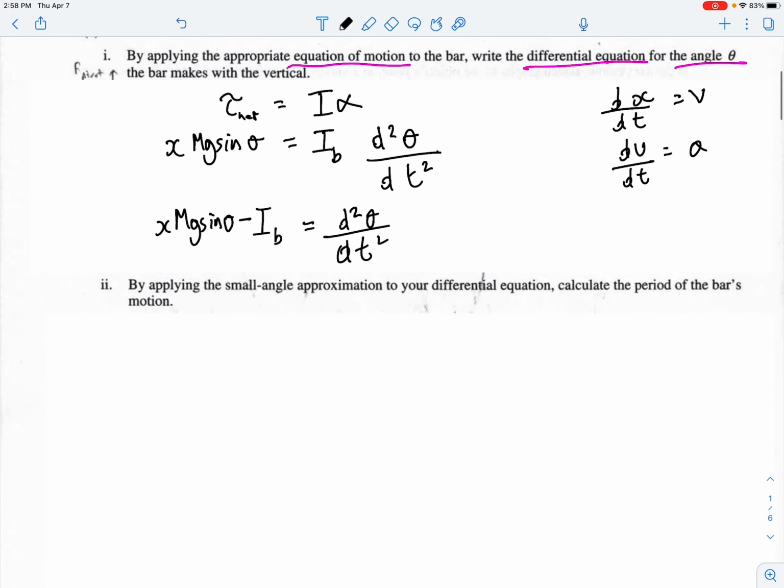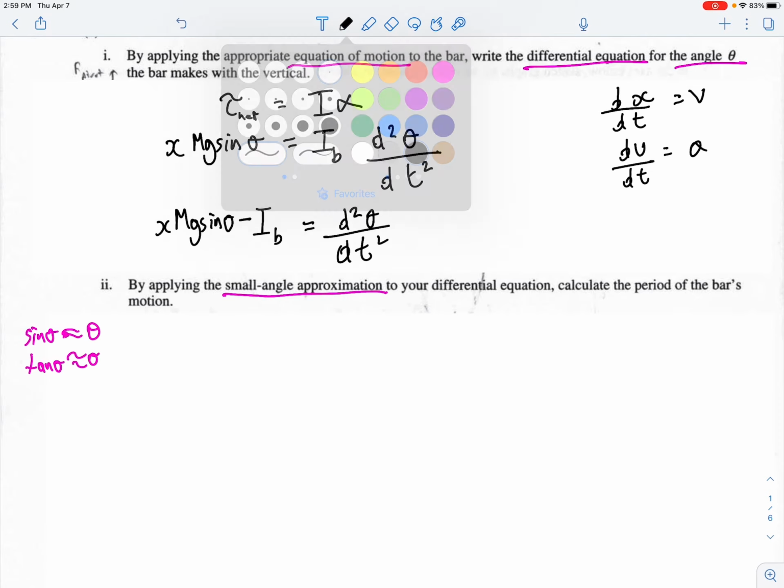Okay, so now it says, by applying a small angle approximation. What is the small angle approximation? If your teacher didn't tell you this, you should know. Sine theta is approximately equal to theta if you're talking about really small angles, between 0 and like 10 degrees or 5 degrees or something like that. I also think tan theta is approximately equal to theta. I don't know about tan, but I think it's true also. You could test it. Just Google it or punch it in your calculators, and you'll figure it out. But that's what the small angle approximation is.